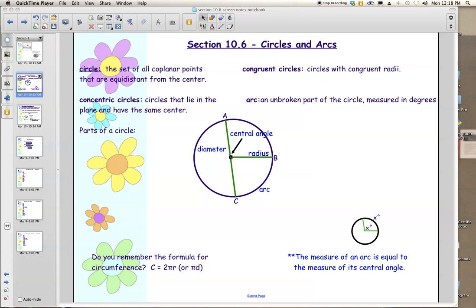You have to remember things like what is the radius, which is halfway across the circle, and the diameter, which is all the way across the circle through the center. A central angle would be an angle whose vertex sits at the center of the circle. And the measure of the central angle, in this little picture down here, is equal to the measure of the arc. Both are in degrees. The angle is the same degree measure as the arc.